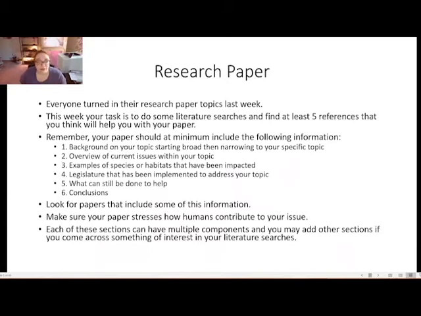If you come across anything in your literature search that you think is interesting, add it to your paper. If it's about your topic, it can be there. So don't feel limited by those 6 things. That's just the minimum of what you need to include. You can include anything else you want to include.